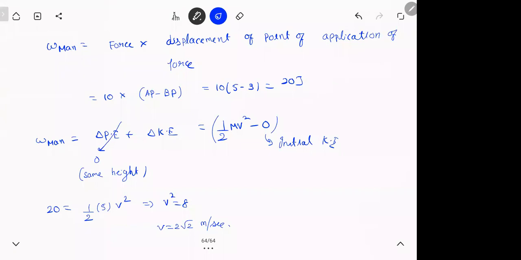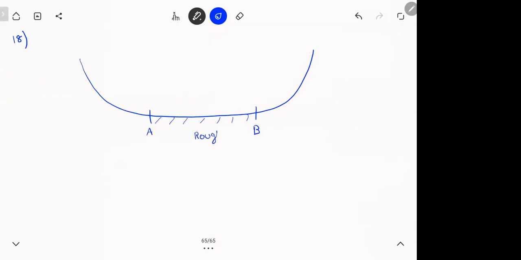Next one. We have a bowl like this. So this A to B in this bowl, this is rough. And the friction is 0.1 and this length is 3 meters. And you kept a block here of mass 2 kg at a height of 5 meters. And these parts are smooth. So only that horizontal rough part is rough and everything else is smooth.